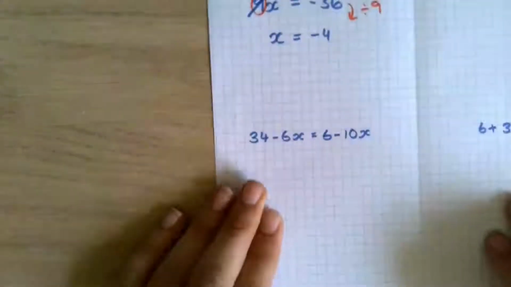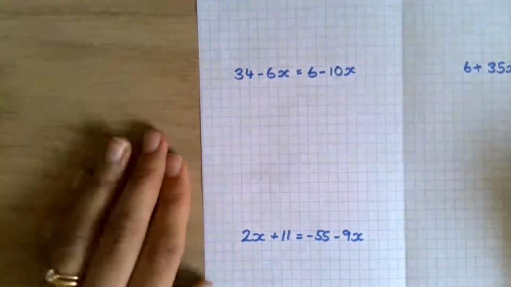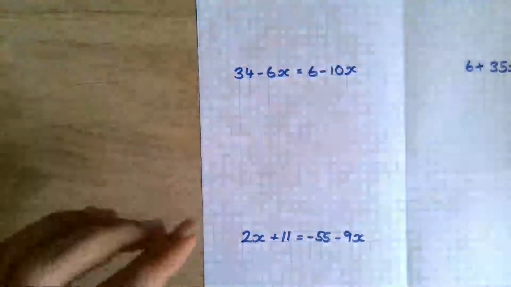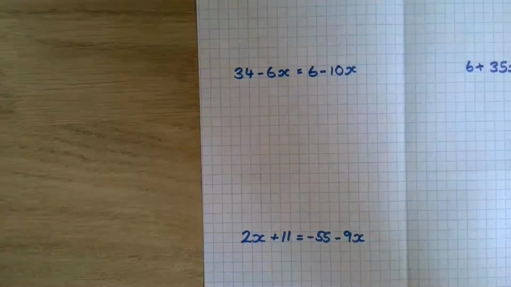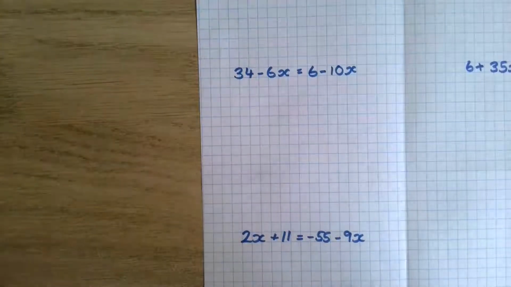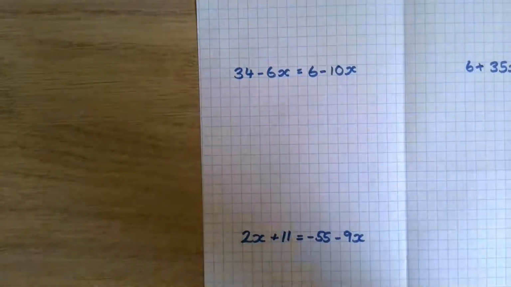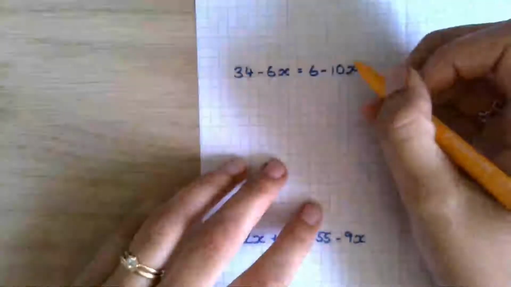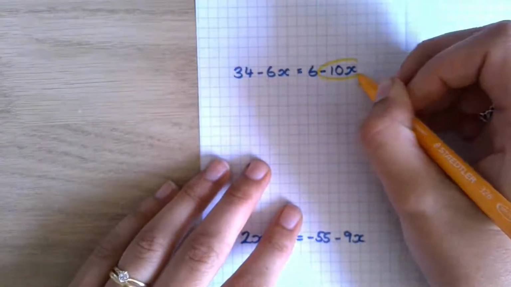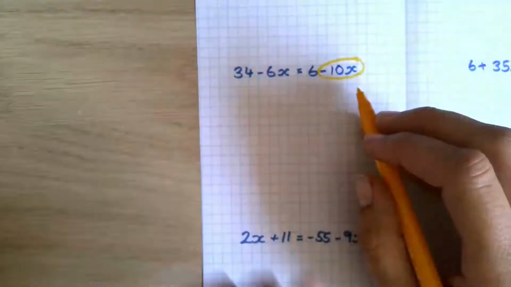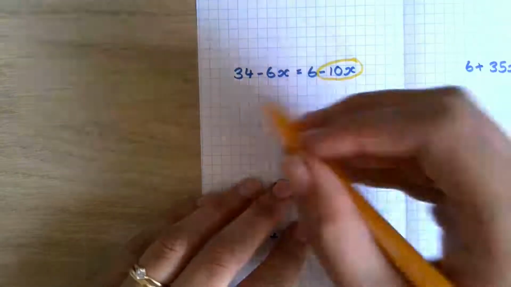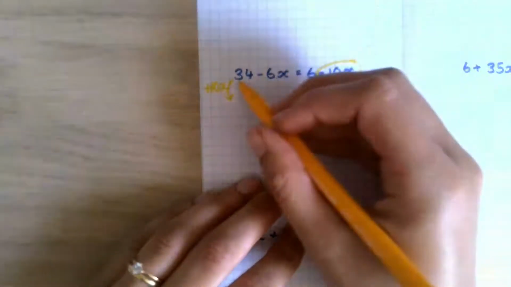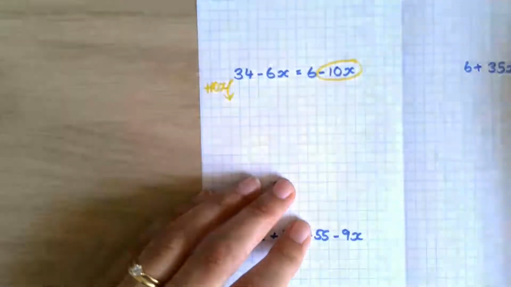Okay, next one. 34 take away 6x equals 6 take away 10x. So again, we've got two unknowns. We've got negative 6x and we've got negative 10x. Which is smaller? Put it this way, which would you least like to be outside in a swimming costume in? Definitely negative 10. I wouldn't like either, to be honest. So negative 10 is smaller. It is the lowest. We're going to do the inverse, which is adding 10x.